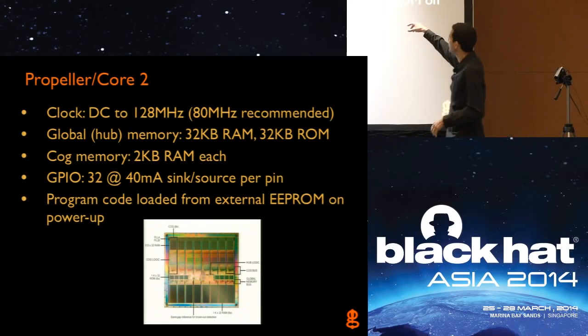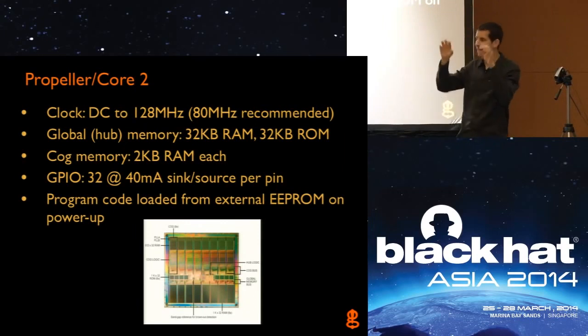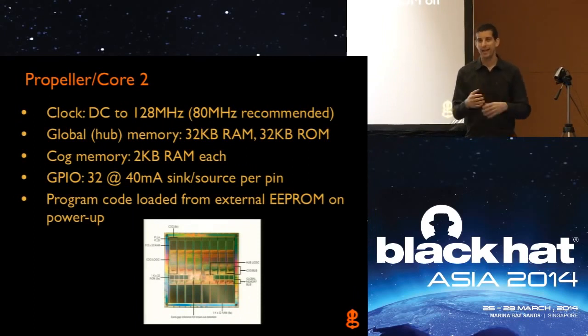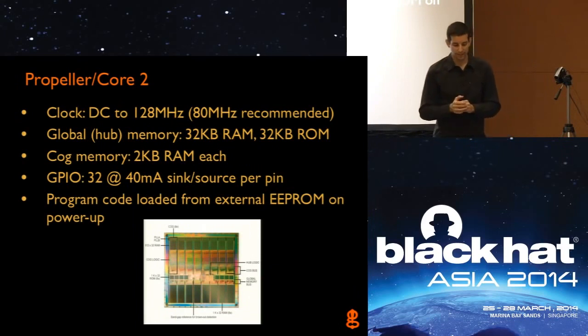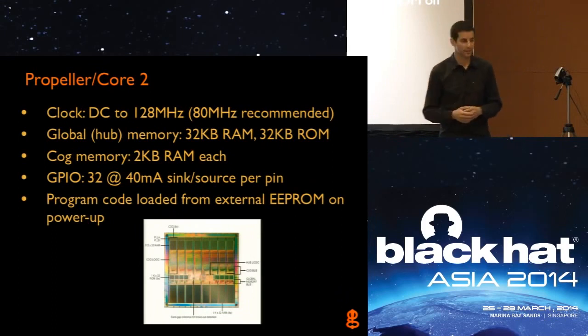The way the system's set up is you have some global memory, which is called hub memory, that's shared with all of the 8 cogs. So there's 32K of RAM. The ROM is actually a masked ROM, which has the bootloader and character set and some other stuff specific to get the Propeller up and running. So code basically gets loaded from an external EEPROM on power up and then executes out of RAM. And then the remaining portion of RAM after that is used for the stack and for variables and things.